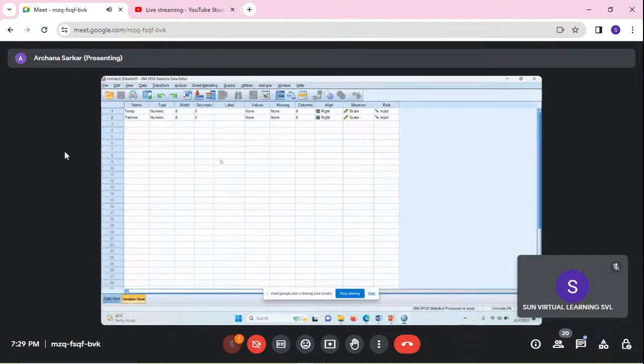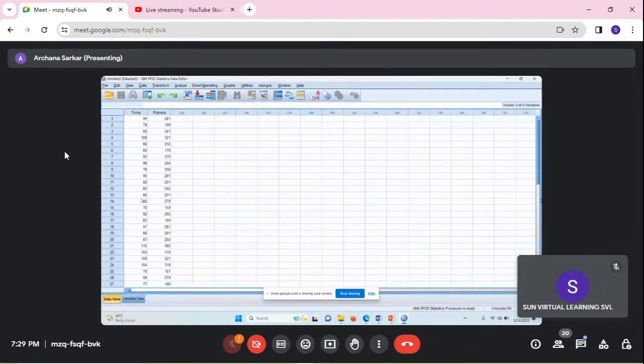So the first example which I am taking is checking the relationship between the day's temperature and the number of patrons at the swimming pool. So these are my two variables. One is the temperature. How can we measure the temperature? Temperature is measured in numbers. The patrons as well we can measure in numbers. So in the data view, this is the temperature, and the patrons. Patrons means the people who are coming to the swimming pool. Now I want to check the relationship between the temperature and the patrons.